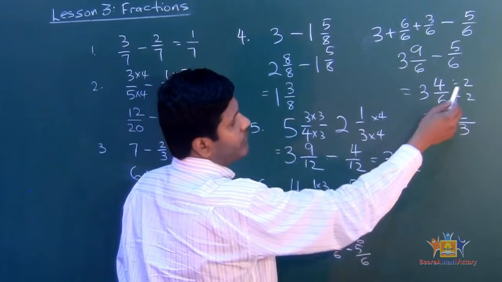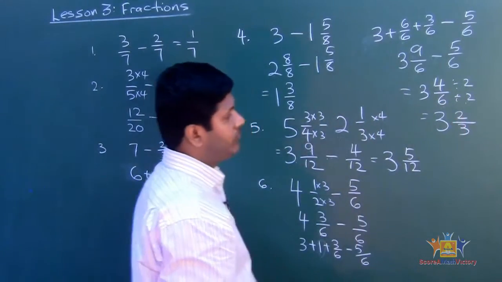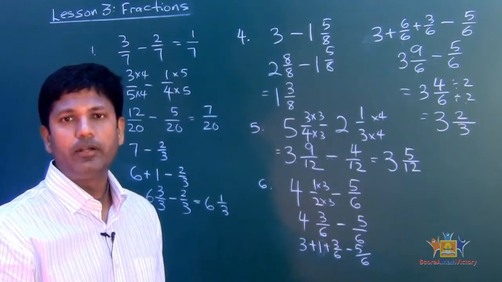Now this can be simplified. Divide that by 2, divide that by 2. Gives me 3 and 2 over 3.